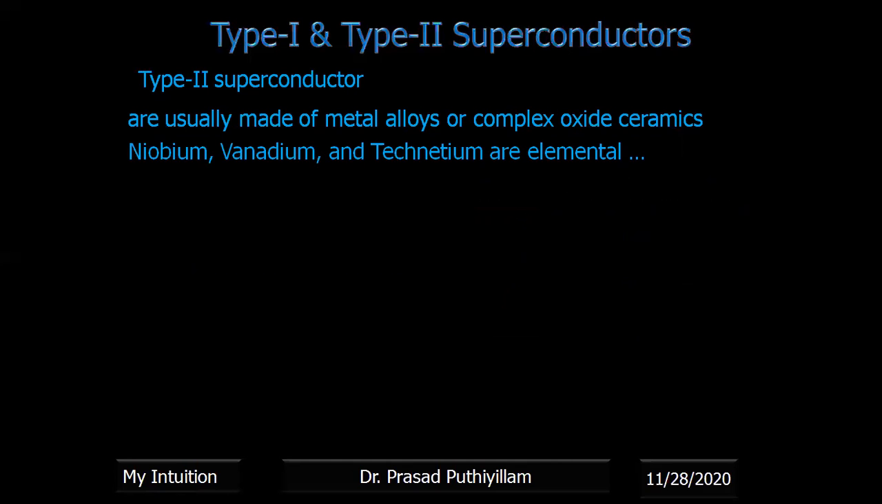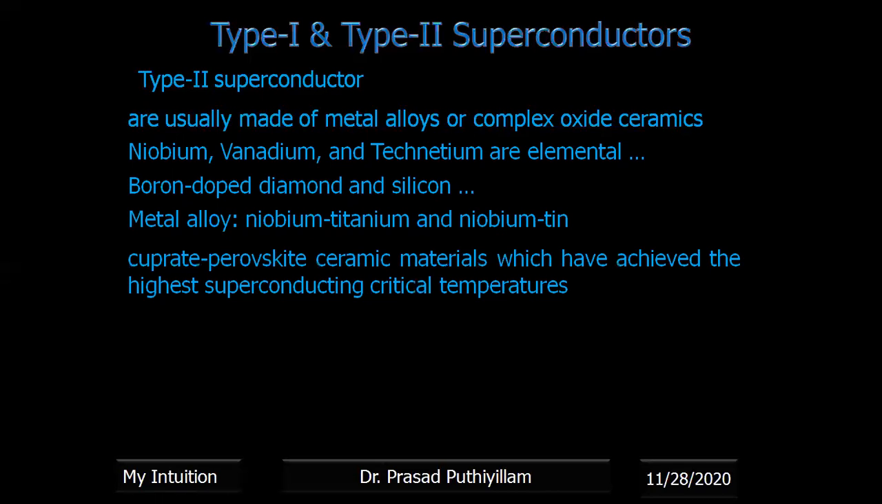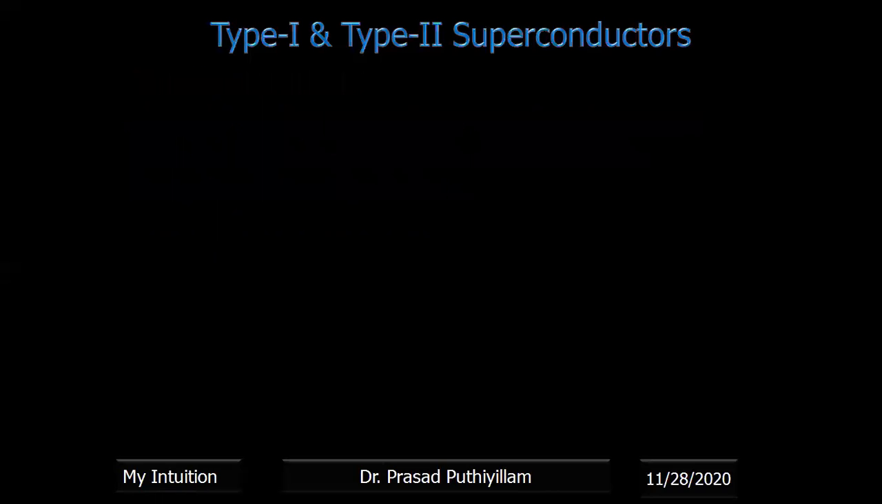Niobium, vanadium, and technetium are examples of elemental type 2 superconductors. Boron-doped diamond or silicon are also examples of type 2. Metal alloys like niobium-titanium and niobium-tin are also examples of type 2. Cuprate perovskite ceramic materials have achieved the highest superconducting critical temperatures. Examples are lanthanum barium copper oxide, bismuth strontium calcium copper oxide, or yttrium barium copper oxide.